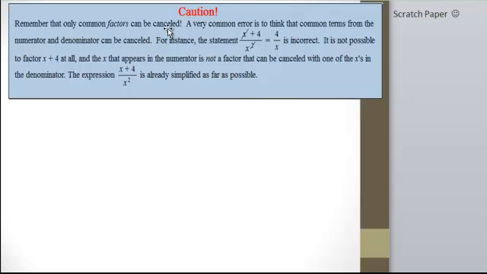Remember that only common factors can be canceled. That's what I was alluding to on the previous screen. Since the x and the 4 are not multiplied together, they're not factors, which means these x's cannot be reduced. So that particular expression is already completely reduced.